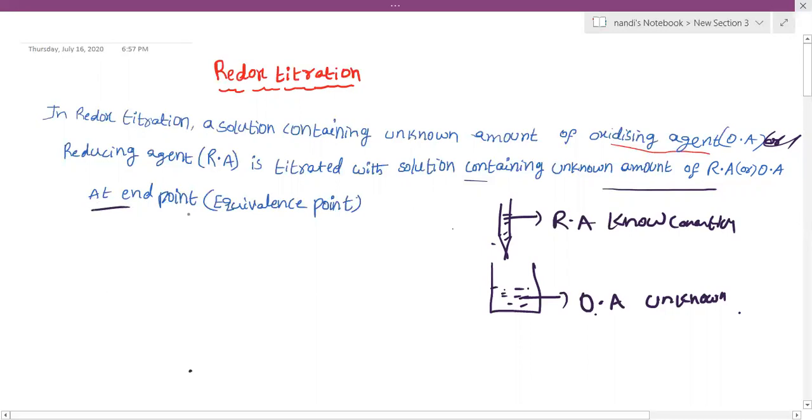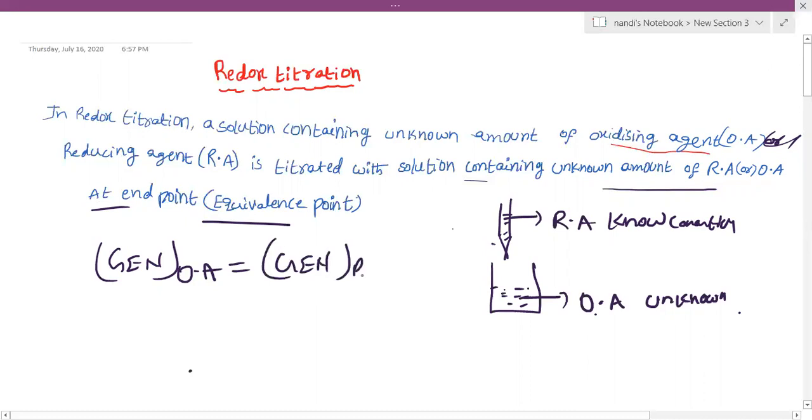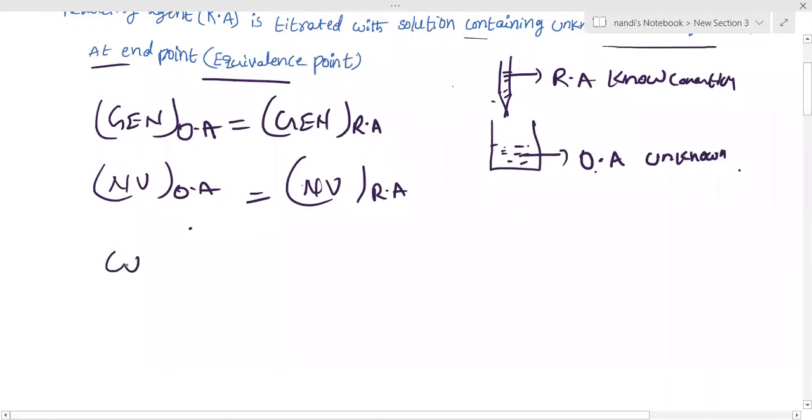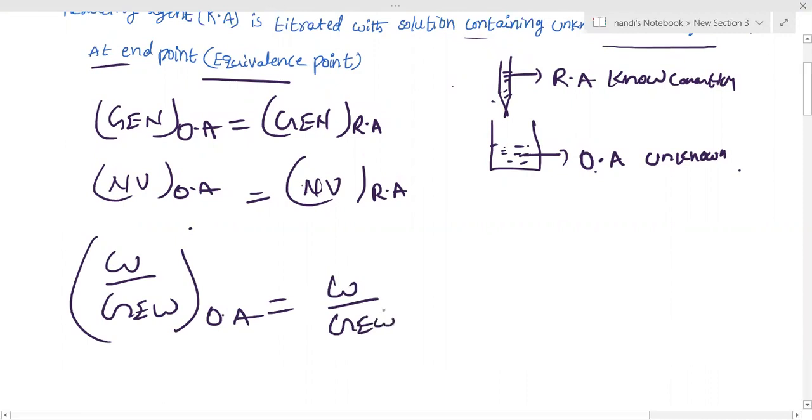At the end point or equivalence point, the gram equivalent number of the oxidizing agent is equal to the gram equivalent number of the reducing agent. You can write gram equivalent number in terms of normality into volume, here also normality into volume. You can even write gram equivalent number in terms of weight: weight by gram equivalent weight of the oxidizing agent equals weight by gram equivalent weight of the reducing agent.